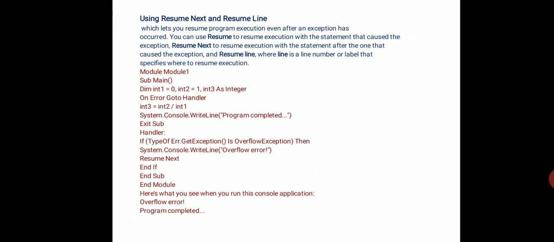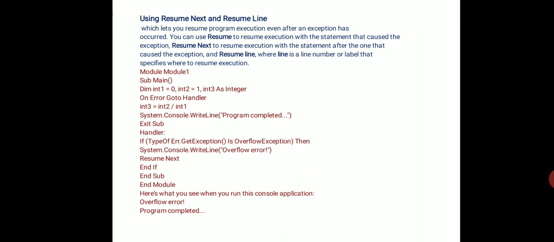Dim int 1 equal to 0, int 2 equal to 1. On error go to handler, that is int 3 equal to int 2 divided by int 1. This is the statement where the error occurs. Then system.console.writeLine program completed, then exit sub. The handler is, if type of error get exception is overflow exception, then system.console.writeLine overflow error, resume next. See how resume next is used here. The output will be overflow error.